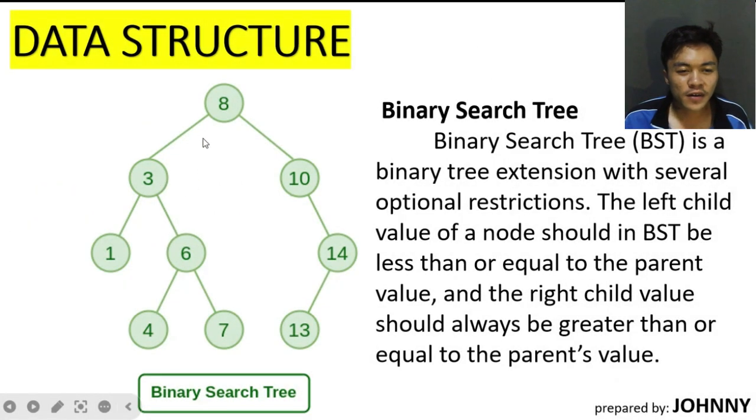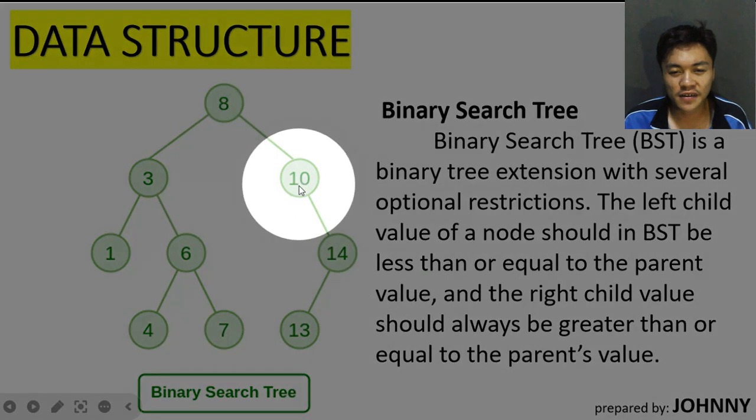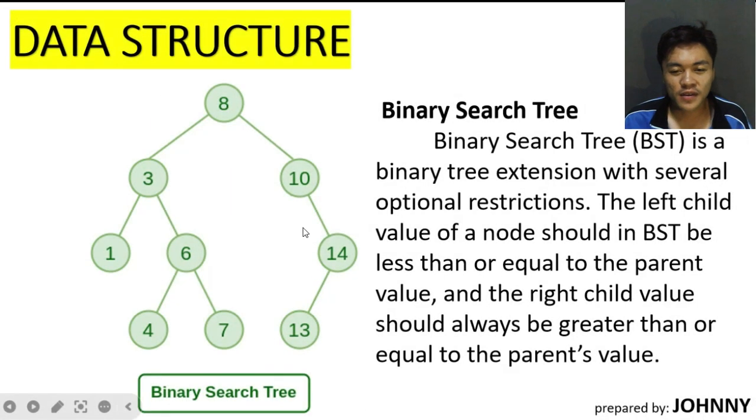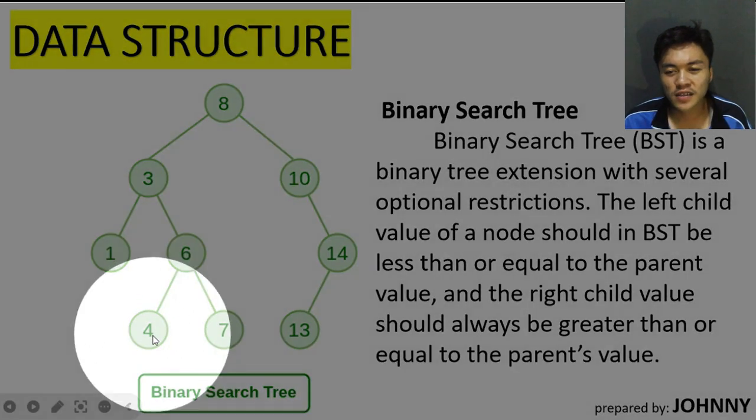Okay, and now on the contrary, the right subtree of a node contains only nodes with keys higher than the node's key. I mean the root node's key. In this case, we have 10 placed on the right simply because it is greater than 8. And then it continues, the left and the right subtree each must also be a binary search tree. Like what happened here at the bottom. We have 6 as our root, and then we have 4 and 7. And because 4 is lesser than 6, then it's on the left, and so on.